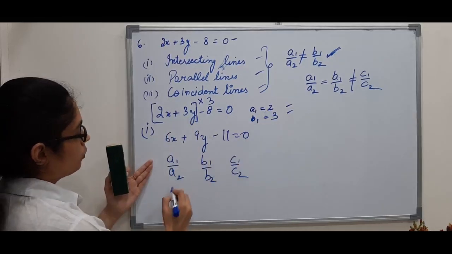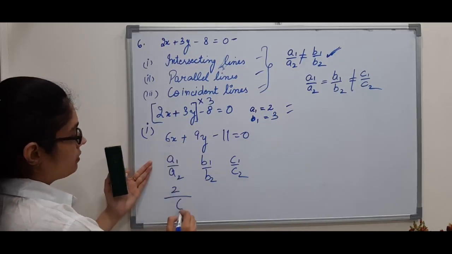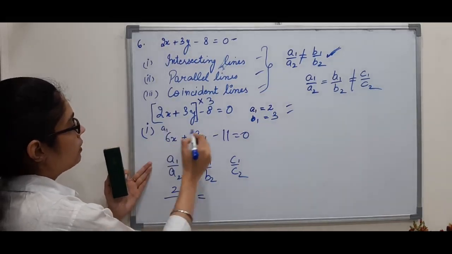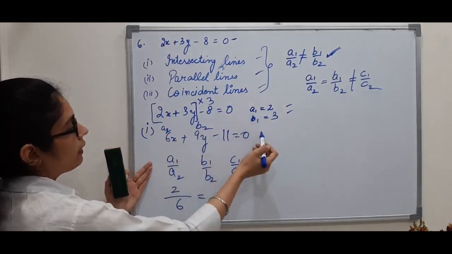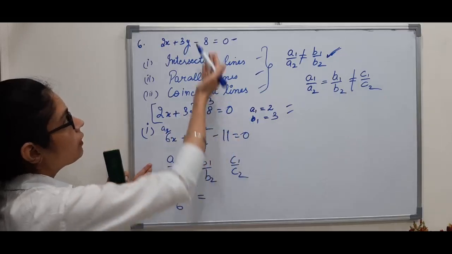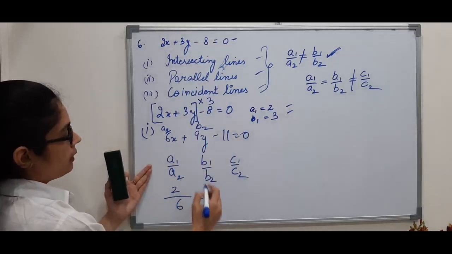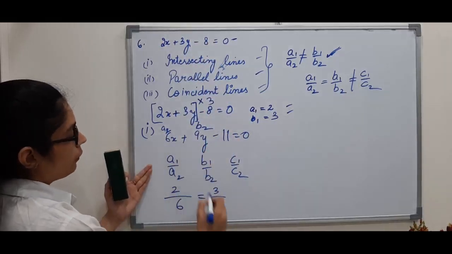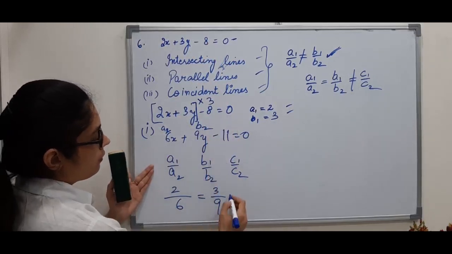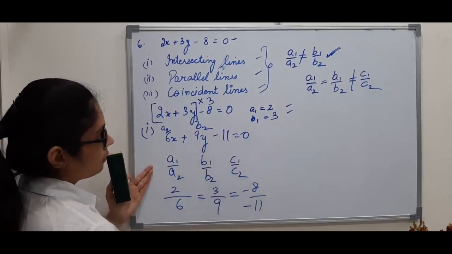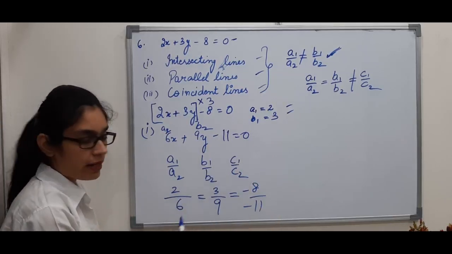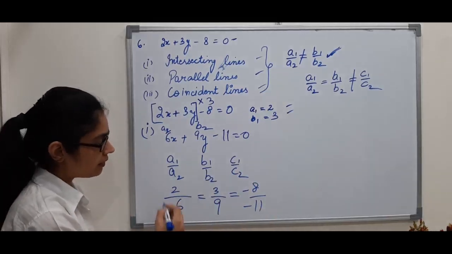A1 is again 2. A2 is this 6. This is my A1. This is A2. This is B2. A1 and B1 are given in the given equation. B1 is 3 and B2 is 9. C1 is minus 8. C2 is minus 11. Now let's simplify these ratios.